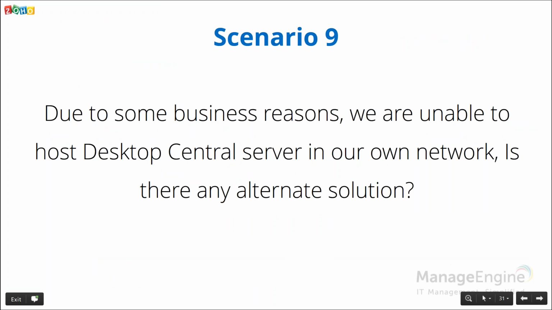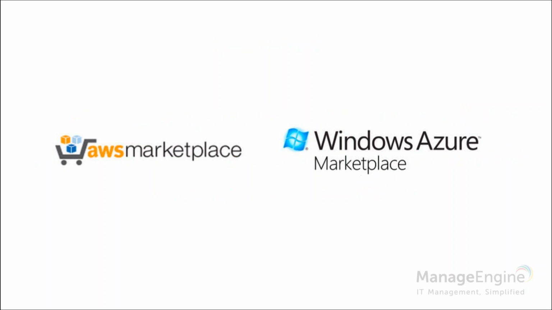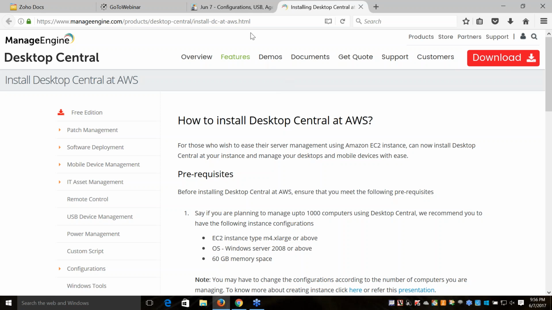Well, scenario 9. Due to some business reasons, we are unable to host Desktop Central Server in our own network. Is there any alternate solution? Indirectly, we are looking into a cloud-based solution. My company has a policy not to have Desktop Central on-premise, so I need to host it in the cloud in order to manage my network. Yes, definitely we can do that. We have a provision to use the AWS marketplace like Amazon, or else you can also host it on the Microsoft Azure marketplace. You can just click on that, which will take you to the site to access the details.